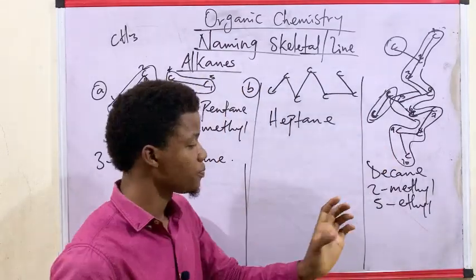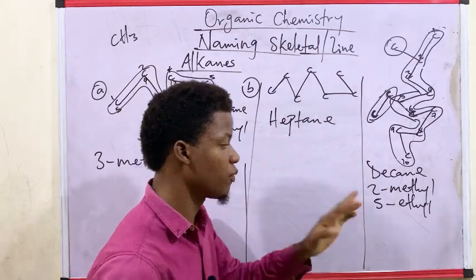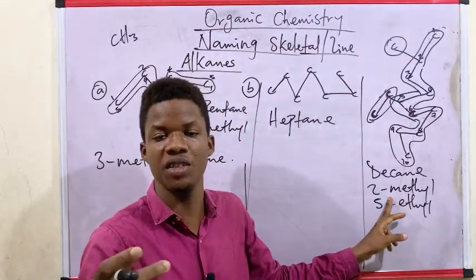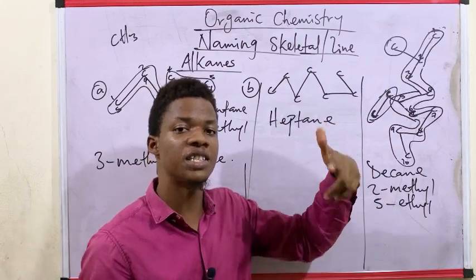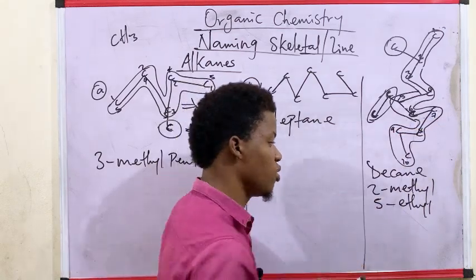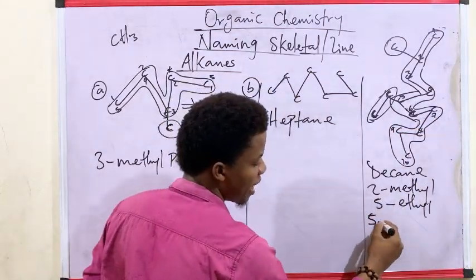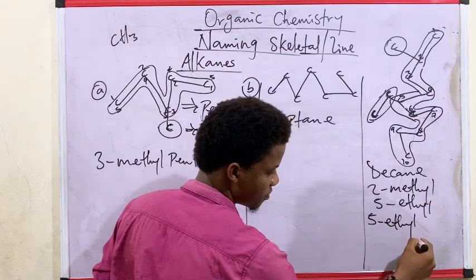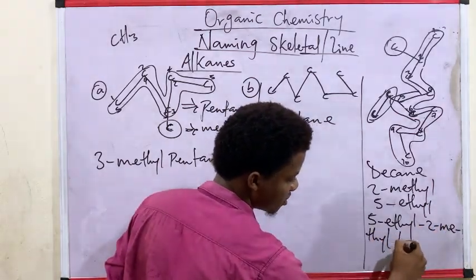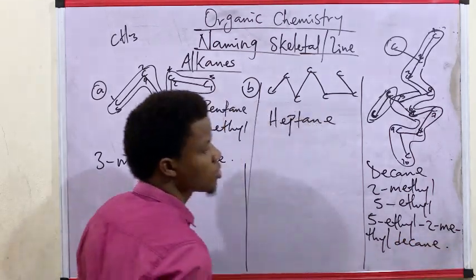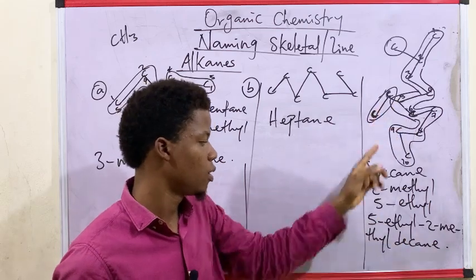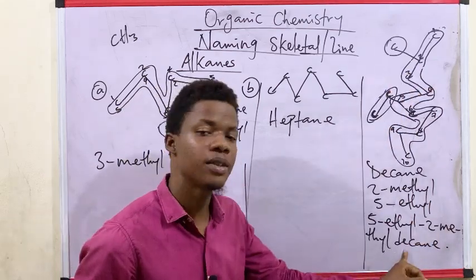So the name of this compound will not be as such. Remember, use alphabetical order. Don't forget. E comes before M in terms of alphabet: A, B, C, D, E, F, G, H, I, J, K, L, M. So E comes before M. So it will now be 5-ethyl-2-methyldecane. So that's the name of this structure. 5-ethyl-2-methyldecane. That's it.